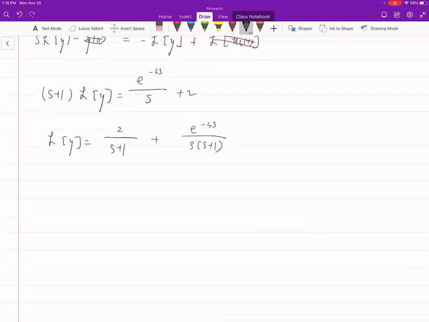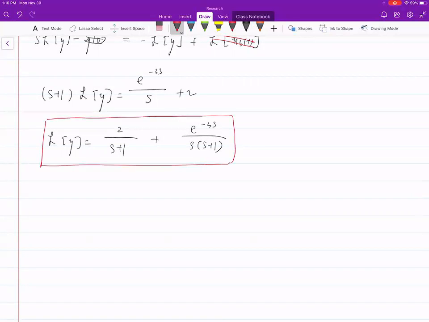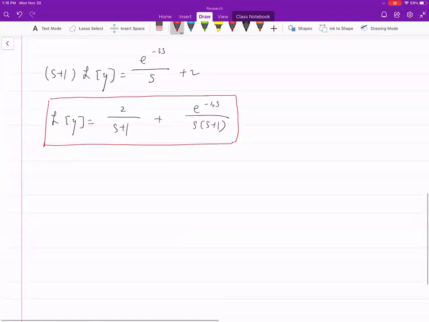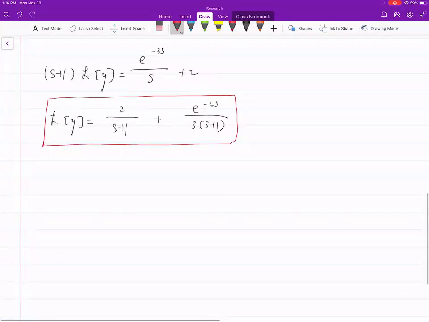To solve this one, we basically just need a way to do the Laplace inverse transform to find y. And we have two terms. We better do them one by one. I would say the first part is pretty easy.